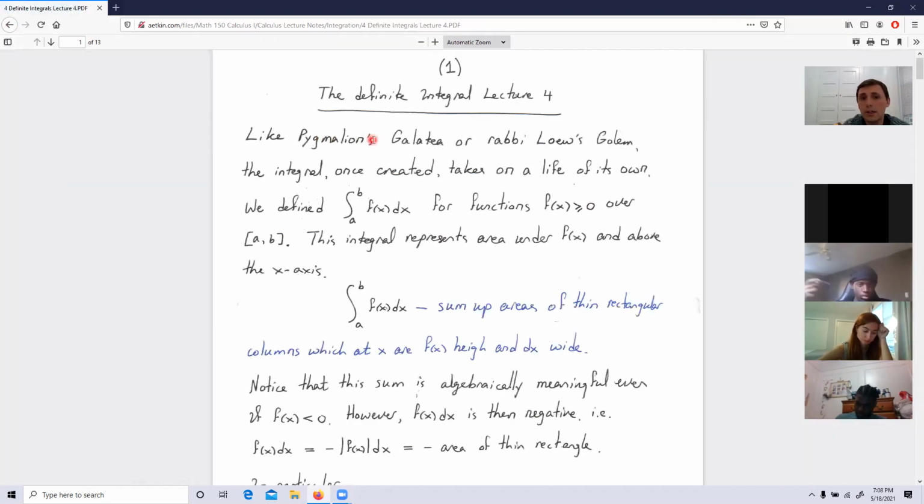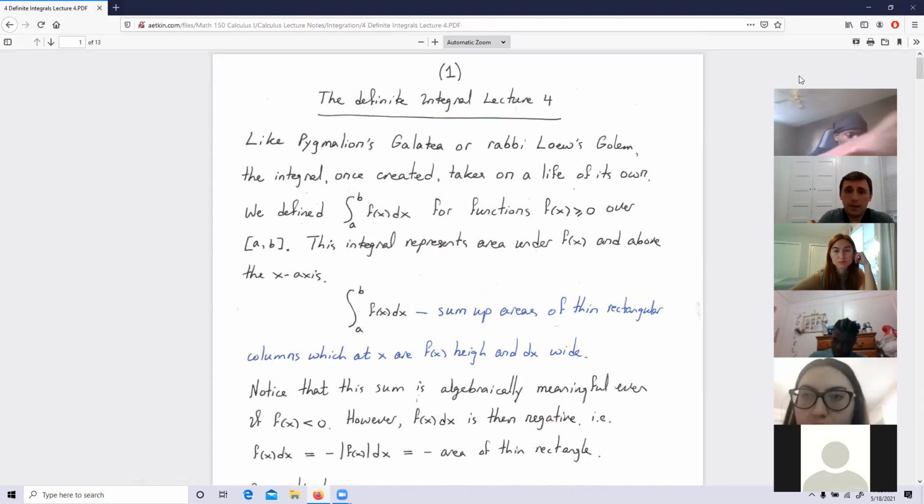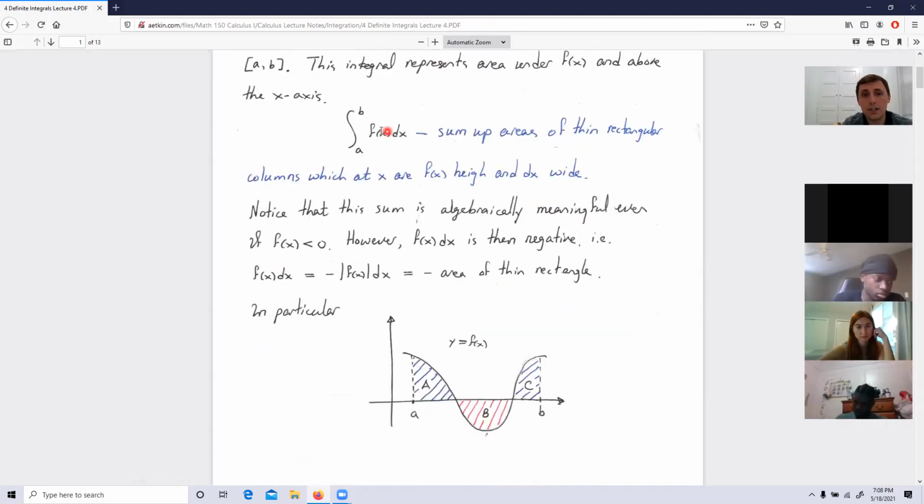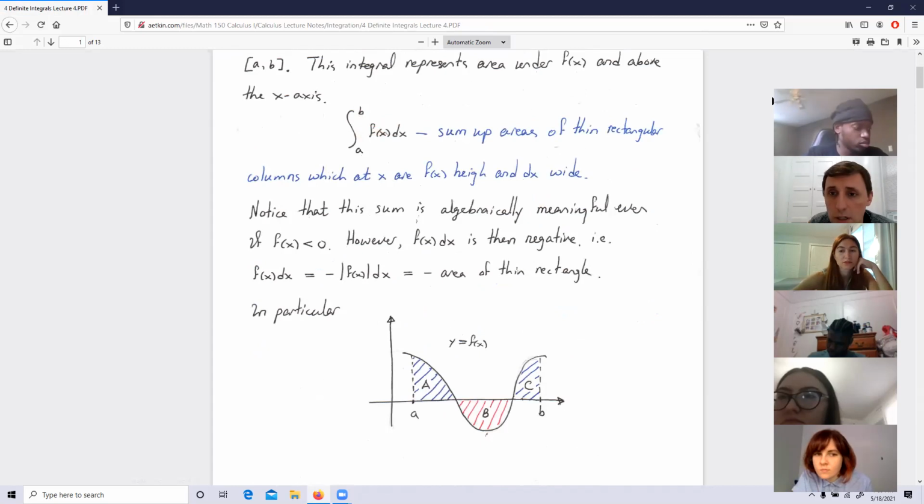Now we can talk about definite integrals, guys. Once we create the definite integral like Pygmalion created Galatea, it takes a life of its own. In other words, we created this integral to find the area under the curve, but it can do other things too. It has its own consciousness. And what do I mean by that? Well, let's look at it, guys. The summation, this means f of x times dx, would work even if the function f is negative. Do you agree? In calculating area, I assume that the function f is positive, but that should work regardless.